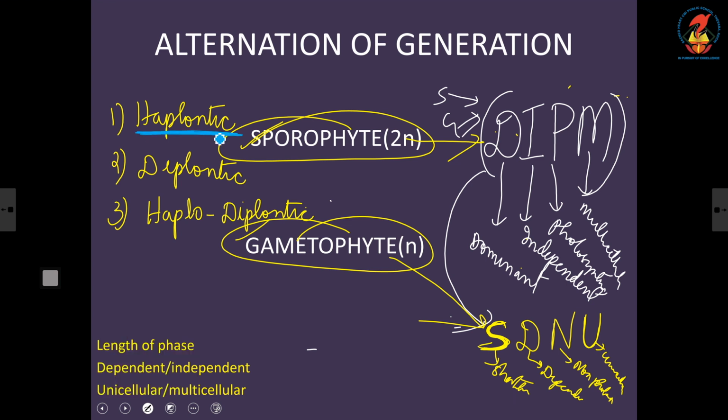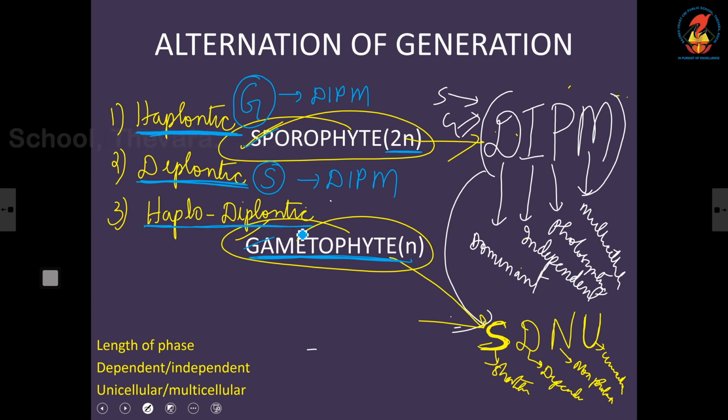In haplontic, you can guess which is haploid, sporophyte or gametophyte. It's the gametophyte. The gametophyte is DIPM. Clear? In diplontic, it's diploid. Which is diploid? The sporophyte. Here the sporophyte is DIPM: dominant, independent, photosynthetic and multicellular. But haplodiplontic is an intermediate condition. It is found in the bryophytes and pteridophytes. I am bringing these two.